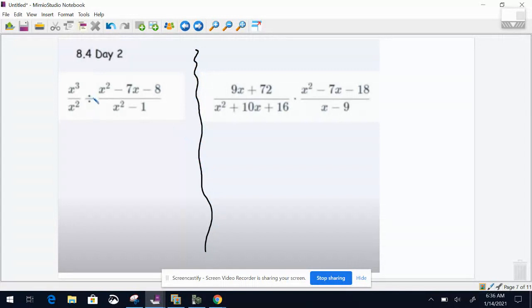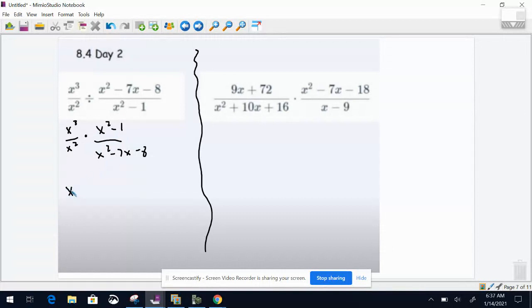We turn division into multiplication. So I don't do anything with the first fraction, and I flip the second fraction. Okay. So after I do that, now I look to factor.